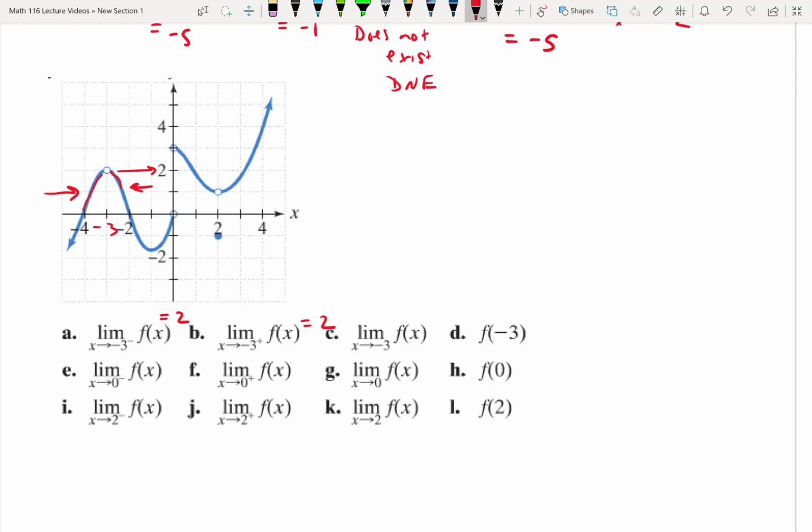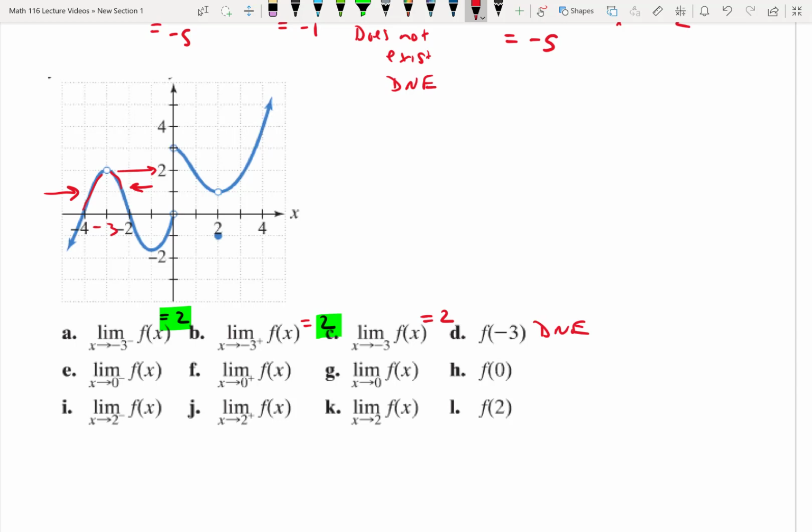The left-hand limit was 2. The right-hand limit was also 2. So in other words, these were the same. So that means the two-sided limit is going to exist. That's also 2. And then finally, the f of negative 3 is the actual y-coordinate of negative 3, and that does not exist. There's a hole there. So even though the limit existed, the actual f of negative 3 does not.